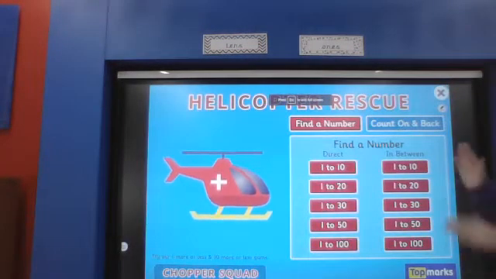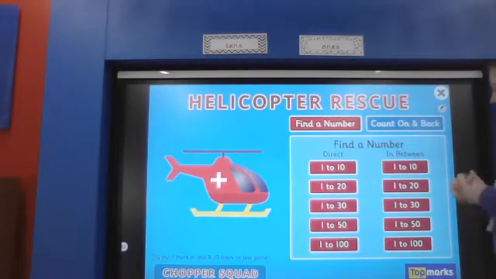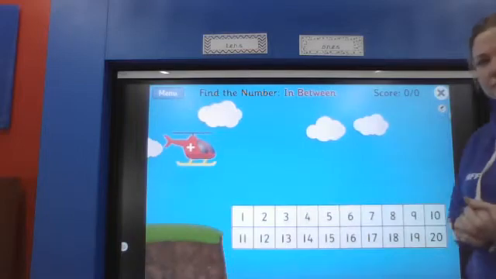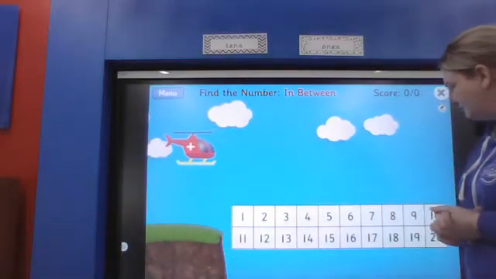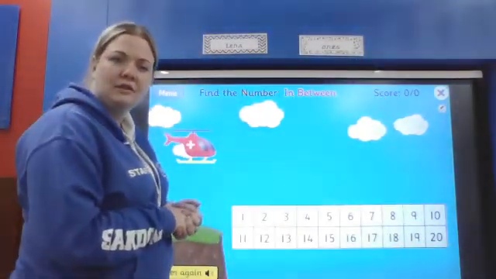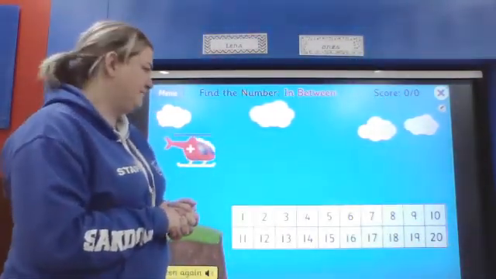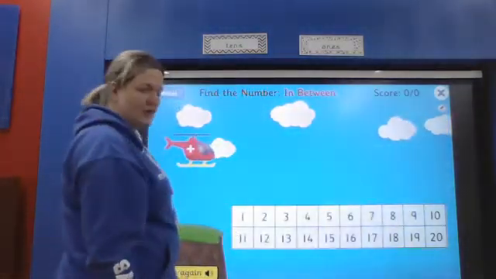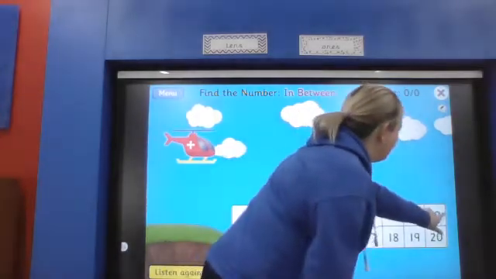And we're going to look at finding a number in between two numbers. So let's go up to 20 for this one. Find the number between 9 and 11. So there's 9 and there's 11. So the number in between is number 10.